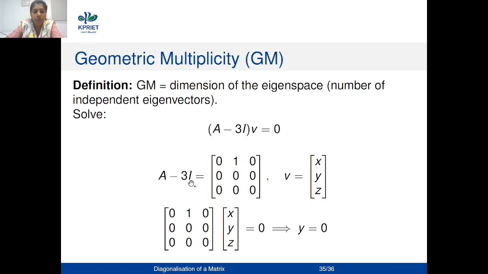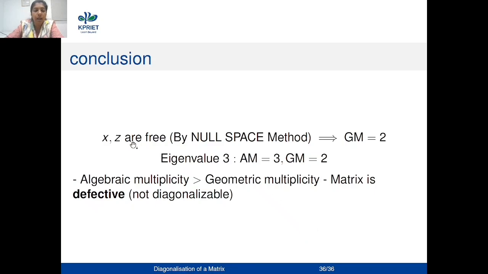So let us consider the expression A minus 3I. Once we find A minus 3I, it becomes 0, 1, 0, 0, 0, 0, 0, 0, 0. If I multiply this matrix with x, y, z, finally I have only y equal to 0. I have only one equation, that is y equal to 0. Which means here I have two free variables, they are x and z. The free variables are nothing but my geometric multiplicity. So the geometric multiplicity of the eigenvalue 3 is 2. Unfortunately, the arithmetic and geometric multiplicity for the eigenvalue 3 are not equal. So this matrix is not diagonalizable.